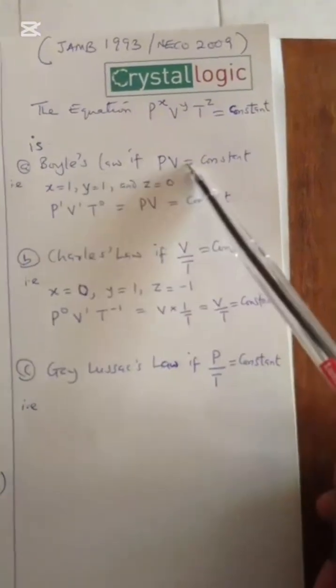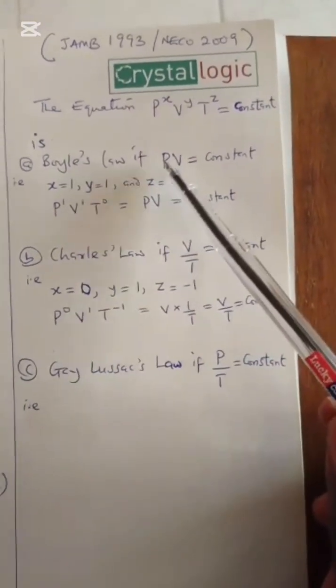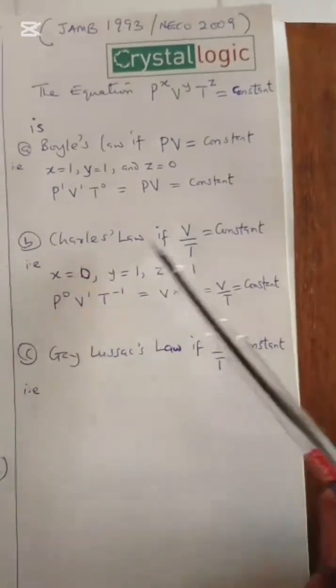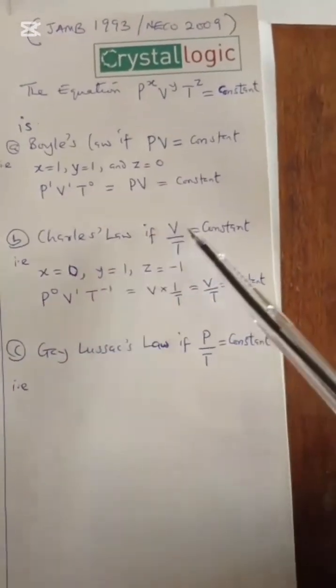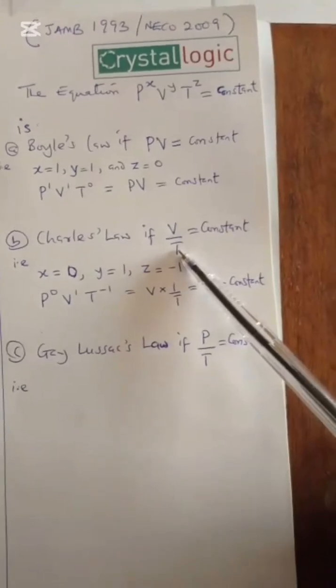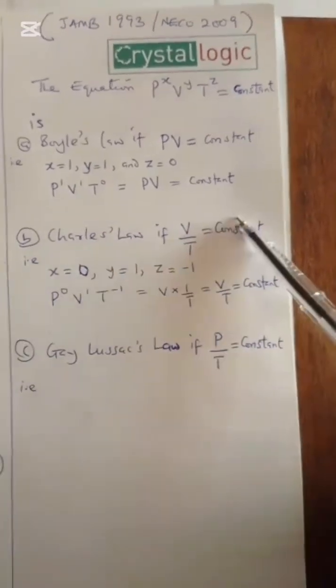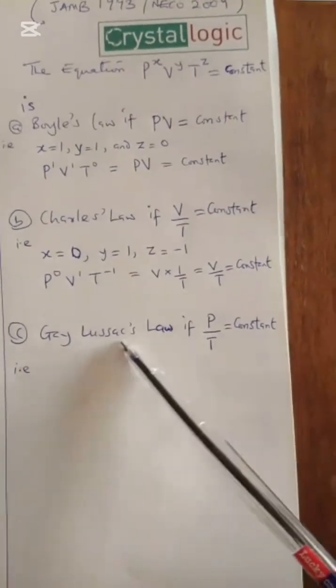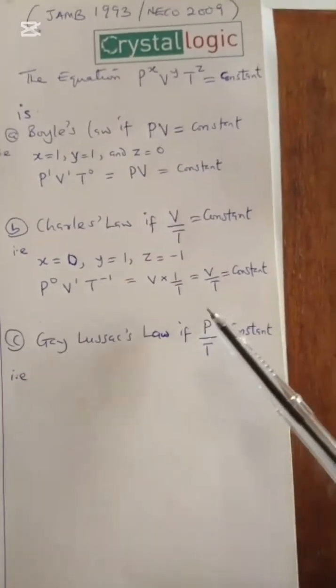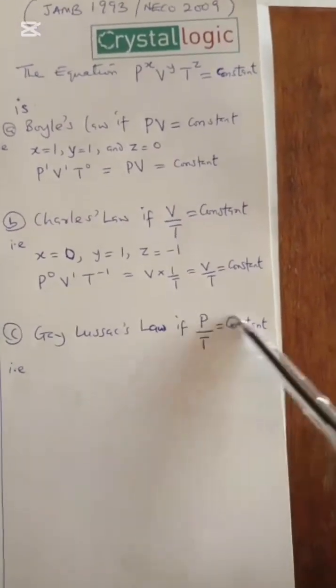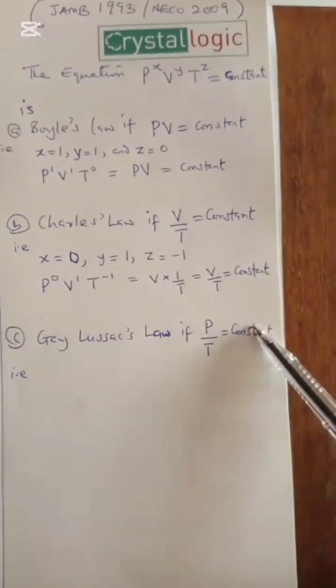Remember, Boyle's law says the product of pressure and volume is constant. Charles' law says volume is directly proportional to absolute temperature. So if you arrange it, it becomes V over T equals constant. And Gay-Lussac's law, or the pressure law, says pressure is also directly proportional to absolute temperature. So if you rearrange it, P over T equals constant.